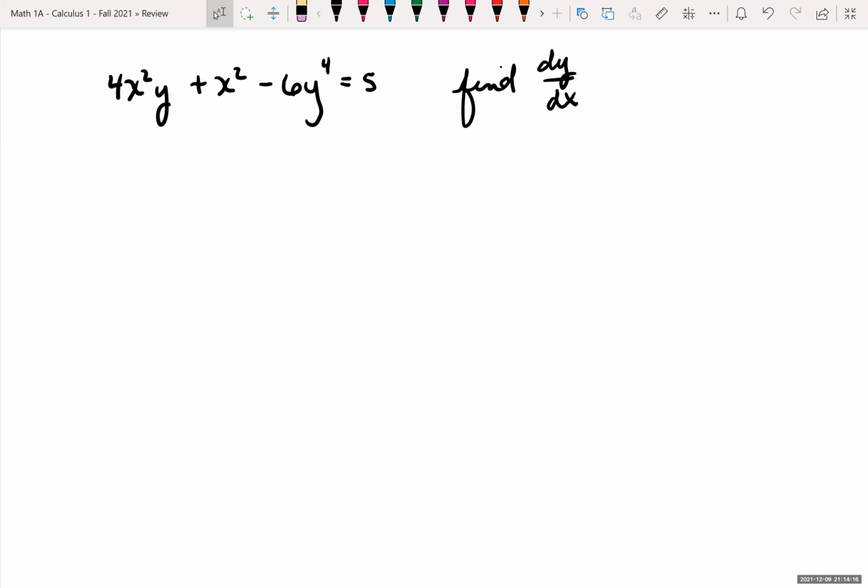So remember with implicit differentiation, when we take the derivative with respect to y, that's a function of x. And so we have to think of it as a chain rule and multiply it by dy/dx after we take the derivative. So looking at this first piece, 4x squared times y, I'm going to have to use the product rule for that.